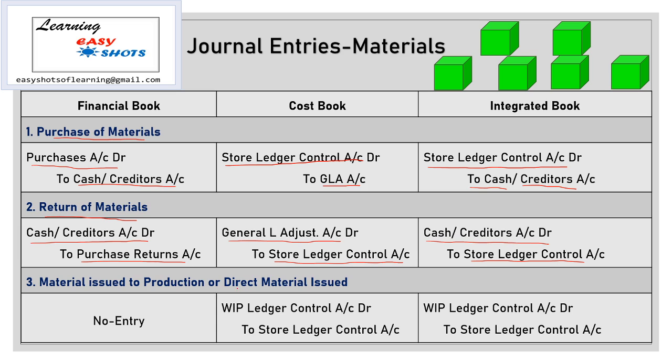Now when the direct material is issued from the store department to the production department, in case of the production department we use WIP ledger control account. So our entry in the cost book and integrated book is WIP ledger control account debit, in case material is transferred to the production department, and stores ledger control account is credited because we credit what goes out.